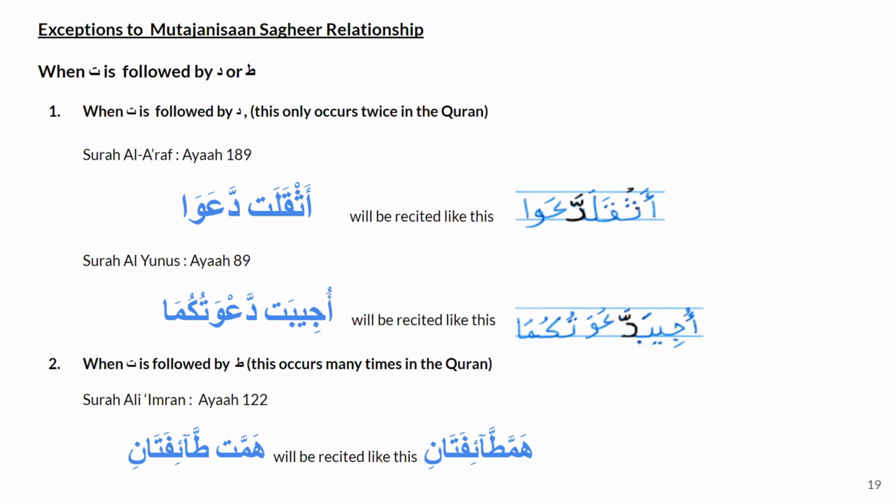هم الطائفتان, هم الطائفتان. And I should not be saying it like this. همت طائفتان, because now I'm reciting letter ta with idhar. Instead of doing this, I will do idgham kamil and I will go directly to letter ta. And this is how I will recite it. همت طائفتان. And this idgham is called idgham mutajaanisaan saghir.